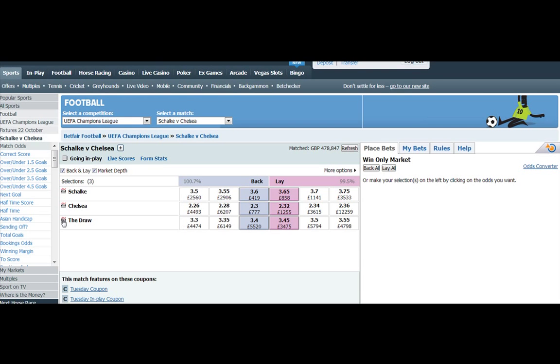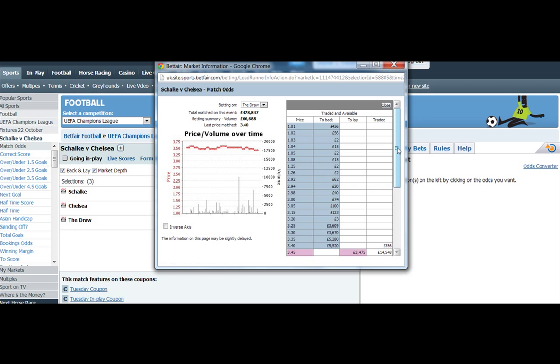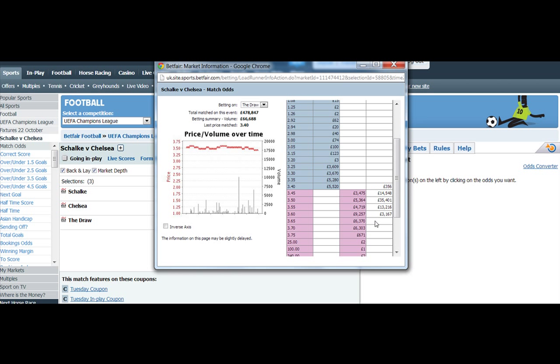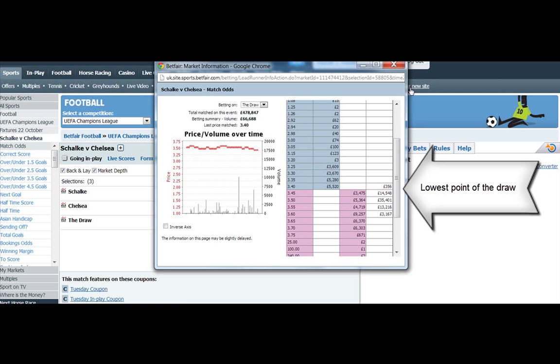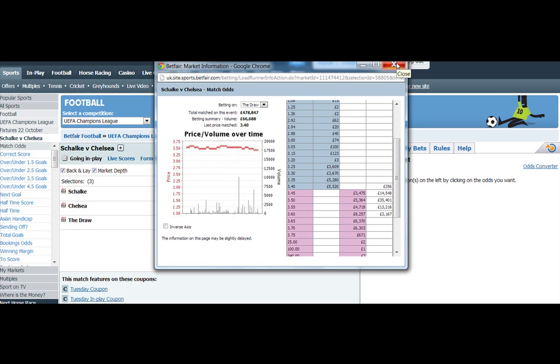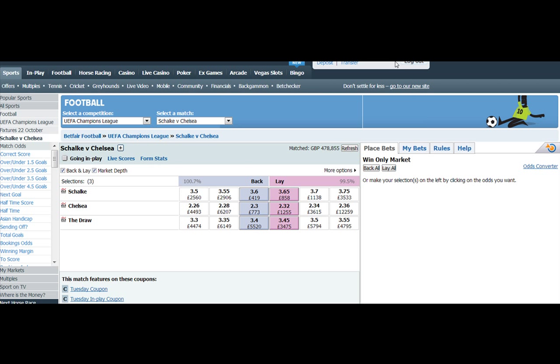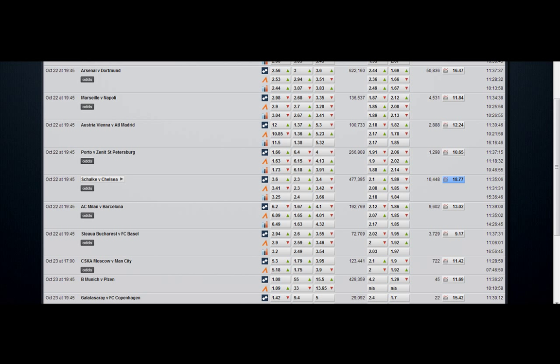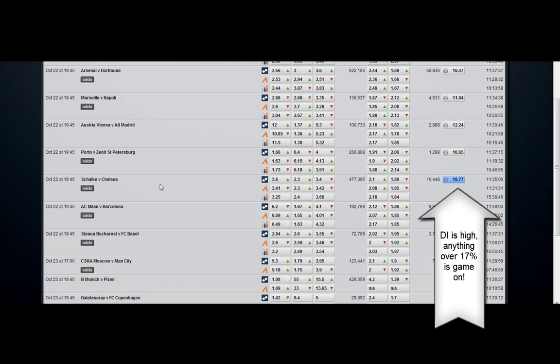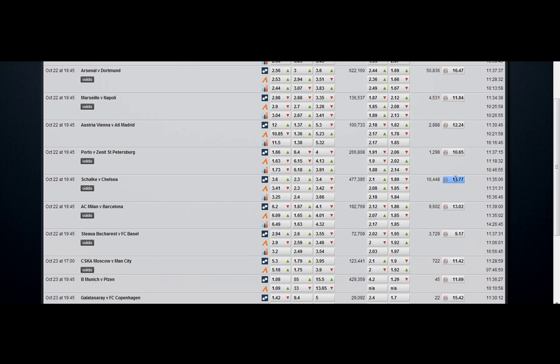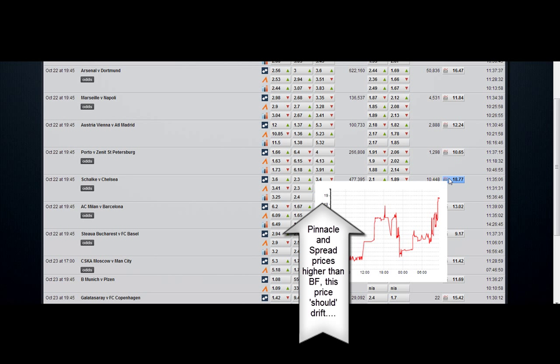Moving on to our next game, we've got Schalke Chelsea in the Champions League. You can see where the money's been traded. You can see the lowest point mainly from 3.45 upwards, a tiny little bit matched at 3.4. We brought the game up here. You can see that draw inflation is high. It's highlighted to suggest that.